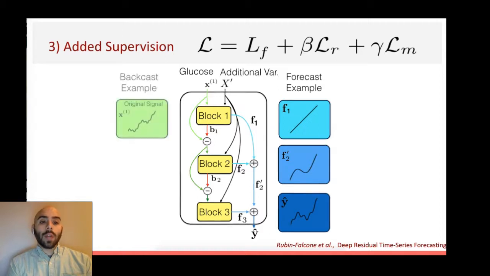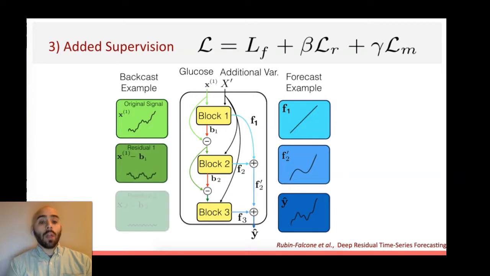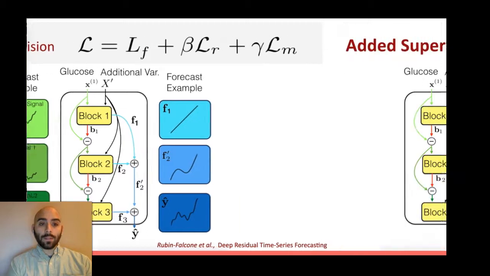We attempt to ensure that each block reconstructs its input accurately by adding a loss term with the error between its input glucose and backcast result. And we encourage the blocks to learn to reconstruct the input signal gradually, rather than all at once in a single block, by penalizing low-value backcasts.